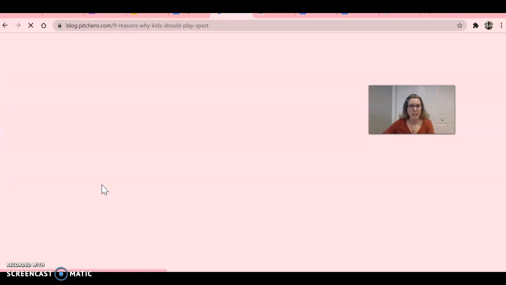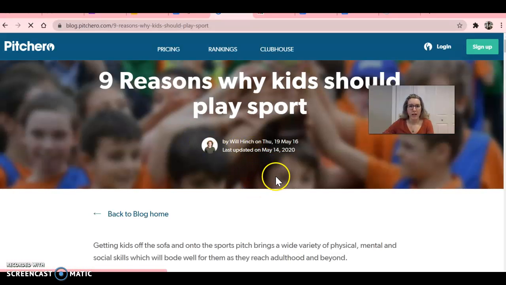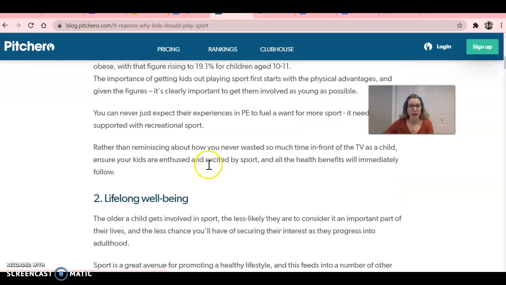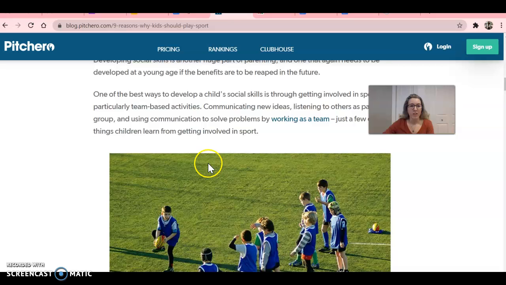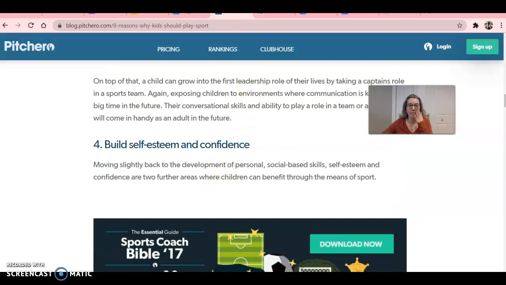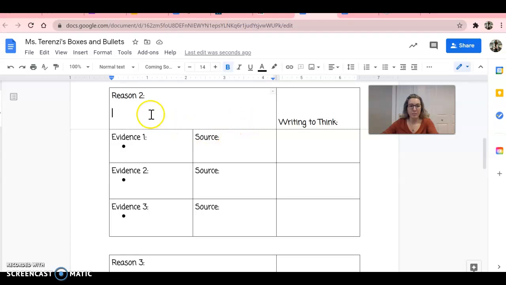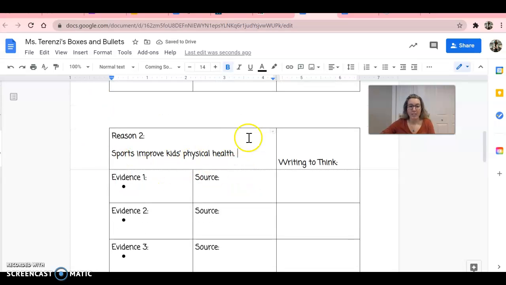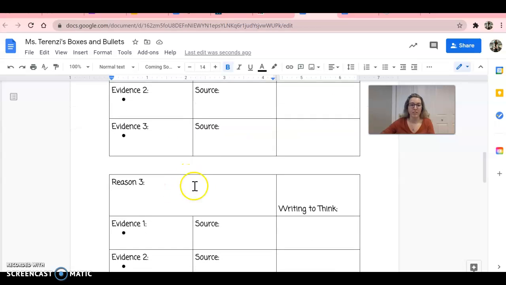This is 2016, so I'm going to check it out. 9 reasons why, improves physical health. So I've seen a lot about physical health, stronger heart, stronger lungs. So it looks like there's a lot of information about that. So I'm going to use that as my second reason because I know that people care a lot about their health. I don't know how I want to word this. Sports improve kids' physical health. Okay, let's do that. Now, if I were writing to parents, parents really care about their kids' physical health, so that would be a convincing argument too.